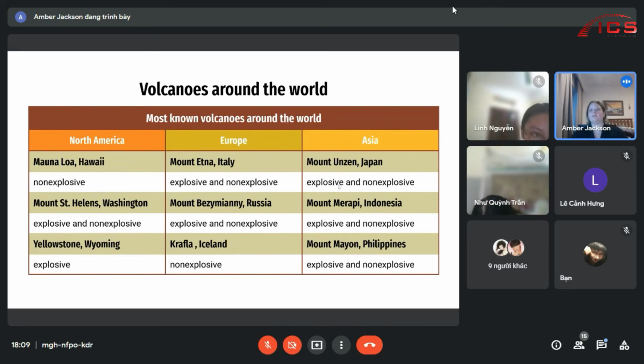Mount Usu in Japan, both explosive and non-explosive. Mount Merapi in Indonesia, the same. And Mount Mayon in the Philippines is the same. So all of these, they normally start off with one big explosion to release the pressure. And then after that initial pressure is gone, they normally just ooze lava out.